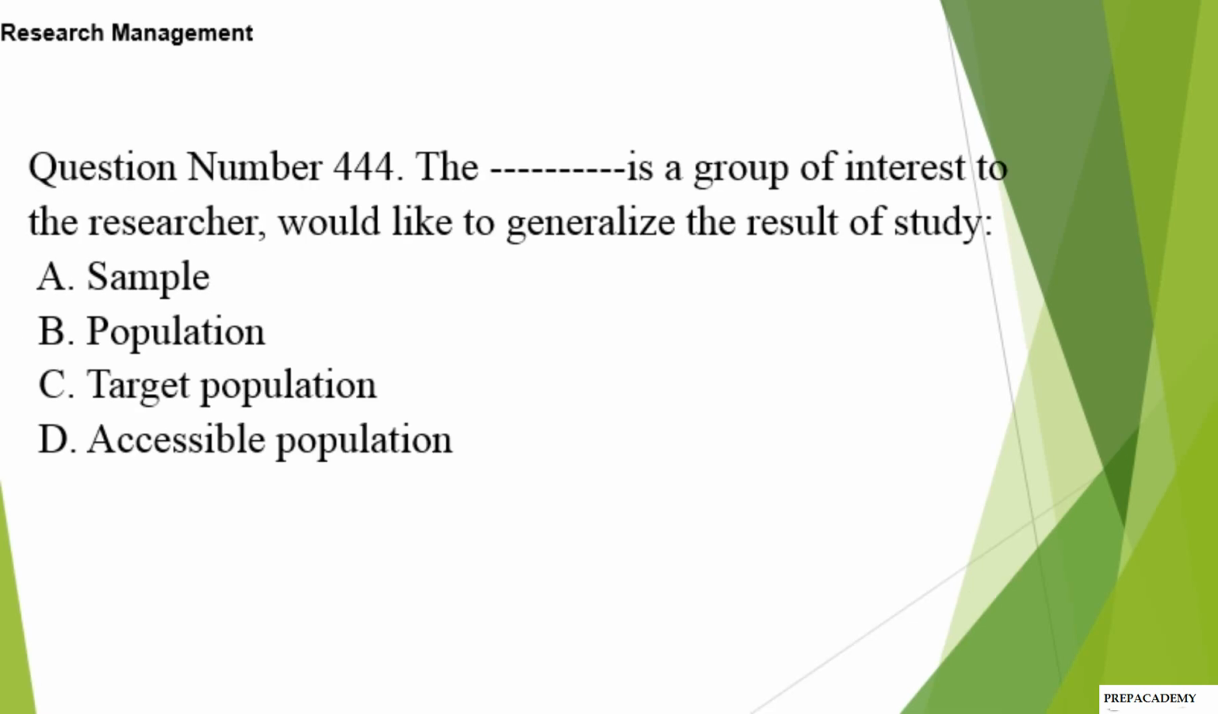Population. Question number 444. The is a group of interest to the researcher, to which the researcher would like to generalize the results of the study. A. Sample, B. Population, C. Target population, D. Accessible population. The correct answer is option B.